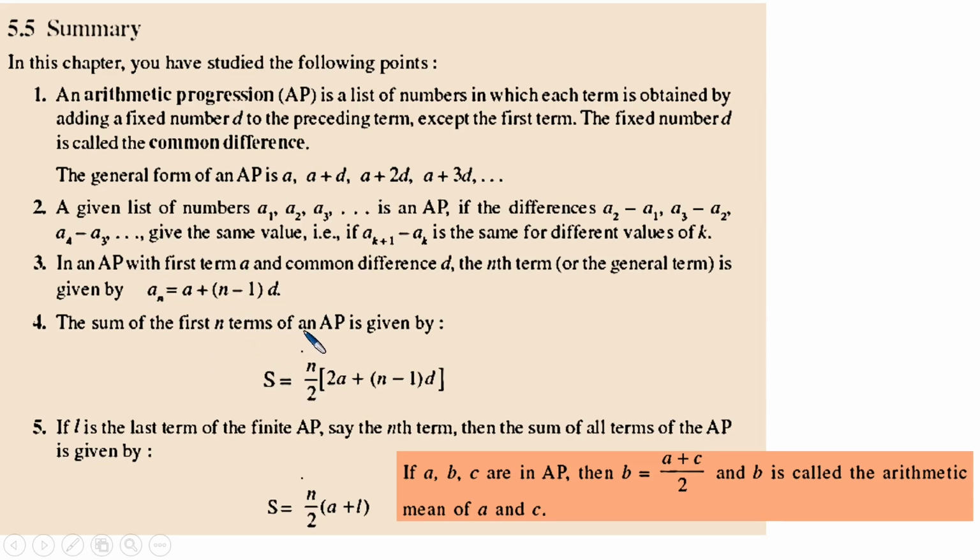The sum of the first n terms of an arithmetic progression, we have proved this. And if l is the last term of a finite AP, say the nth term, then the sum of all the terms of the AP is given by this. Also we have shown how to do it. And if a, b, c are in arithmetic progression, then b is in between, called the arithmetic mean of a and c. a plus c by 2 will be b.